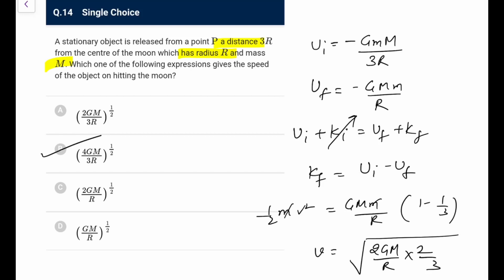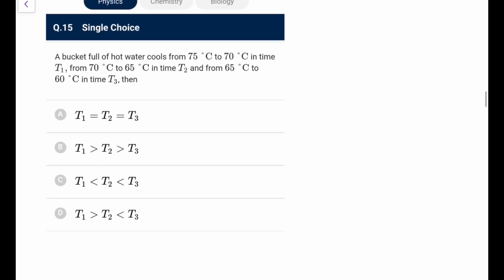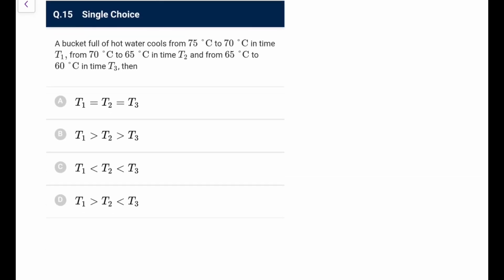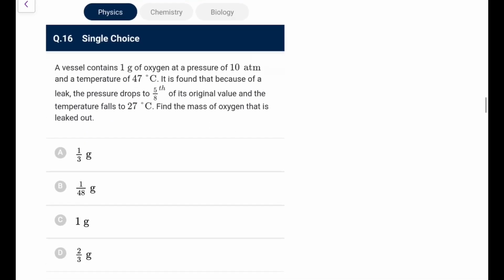That would be option B is the more appropriate one here. Next one. A bucket full of hot water cools from 75 to 70 in T1, 70 to 65 in T2, and 65 to 60 in T3. As the temperature decreases, the time taken for further drops will increase because the rate of cooling is proportional to the excess temperature. So T1 will be quickest, T3 would be the maximum time. So go for option C, that's an easy one.